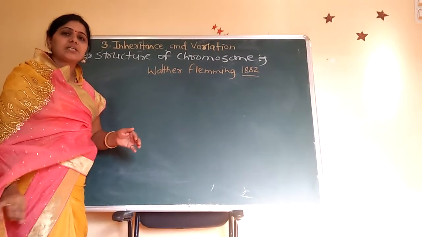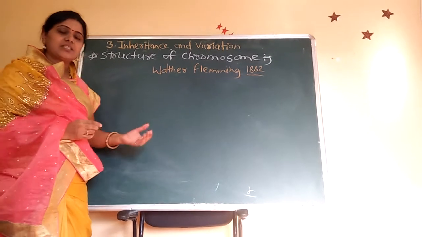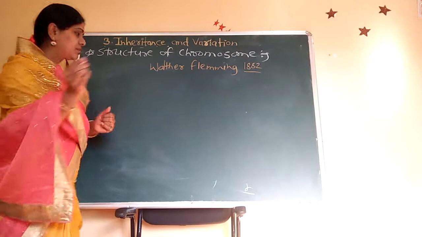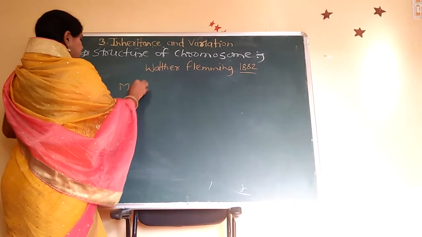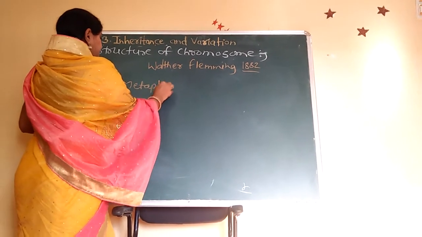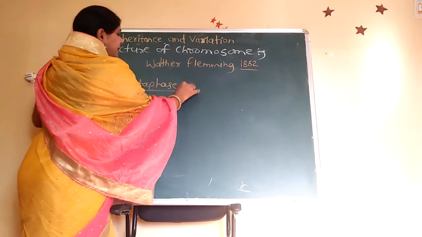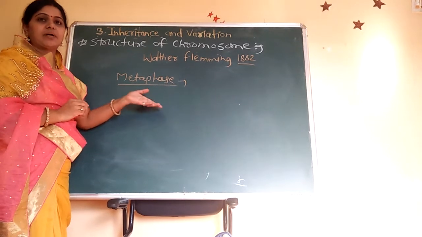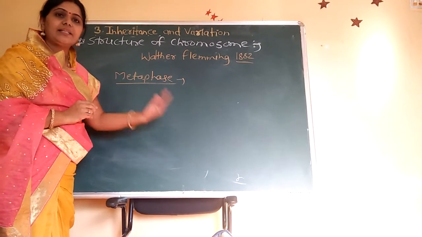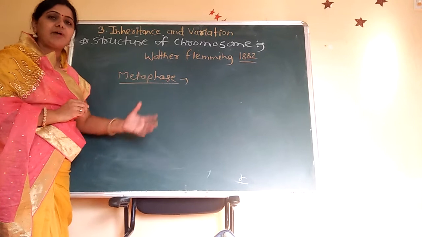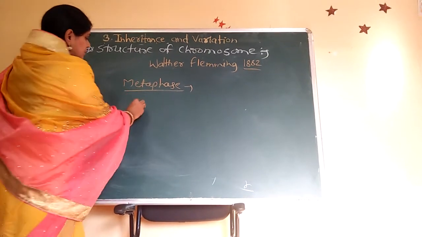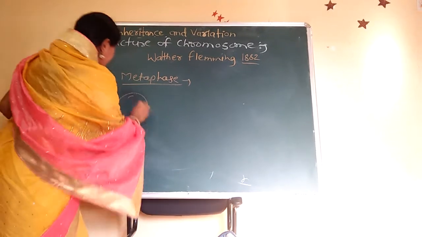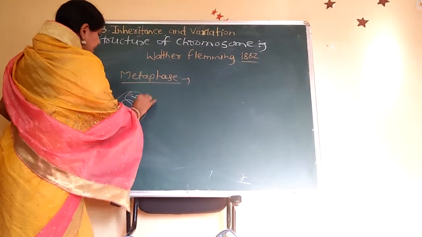In the previous lecture we saw the chromosomes which are visible in metaphase. Metaphase is one of the cell division stages: prophase, metaphase, anaphase, telophase. When the cell divides, the chromosomes are in the nucleus, present in the form of a chromatin network.